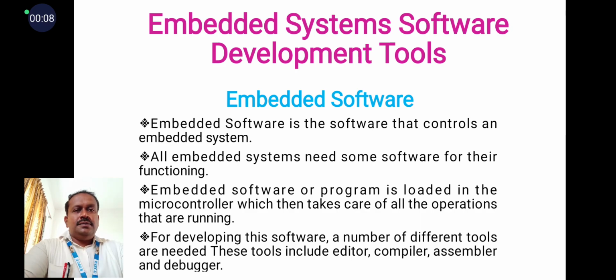So what is meant by an embedded system? Embedded software is the software that controls an embedded system. All embedded systems need some software for their functioning. Embedded software, or a program, is loaded into a microcontroller, which then takes care of all the operations that are running. For developing this software, a number of different tools are needed for creating any application. These tools include an editor, compiler, assembler and debugger.